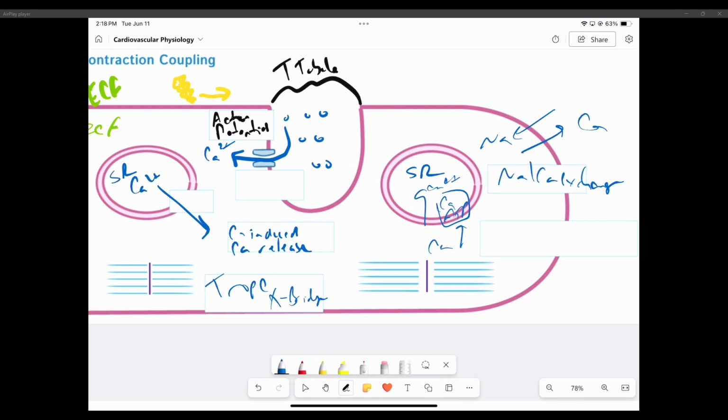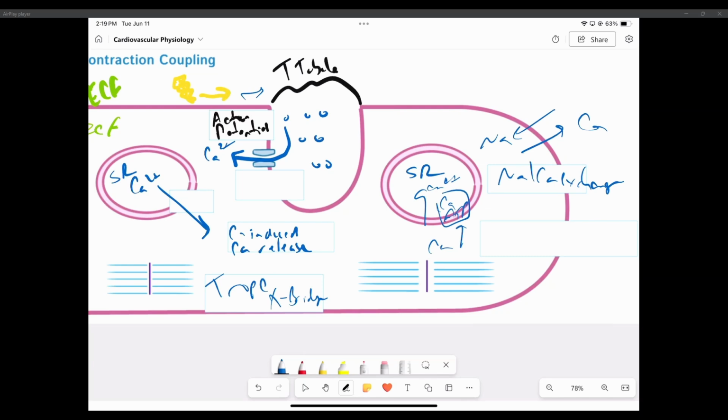Okay, so the action potential comes down, hits the T-tubule. In the T-tubule is where our calcium-gated channels are located. Calcium comes in from the outside, causes a spark of calcium to be released from the sarcoplasmic reticulum, calcium-induced calcium release. All that calcium will bind to the troponin C, cause cross-bridge cycling. We have to get rid of the calcium: sodium-calcium exchanger, and the calcium ATPase pump.